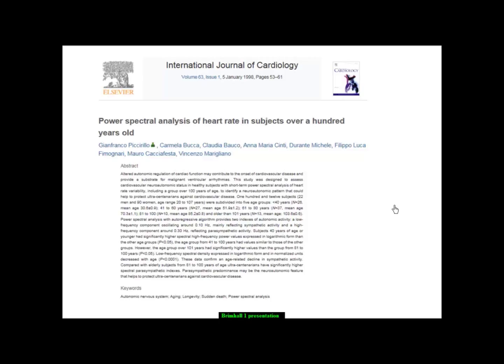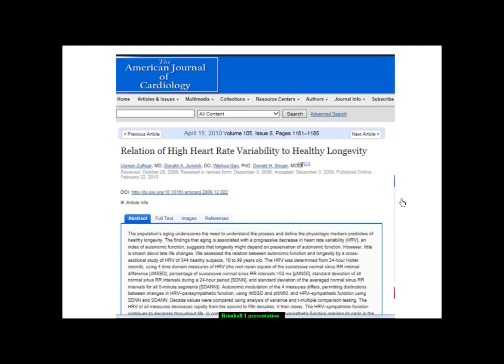Power spectral analysis of heart rate in subjects over 100 years old. Well, on this, they talk about parasympathetic predominance may be the neural autonomic feature that helps to protect ultracentenarians against cardiovascular disease. So again, increasing parasympathetic nervous system function, and we can see that when they talk about power spectral analysis, and we talk about heart rate variability, we're talking about the high frequency range, which is the green on that pie we were looking at.